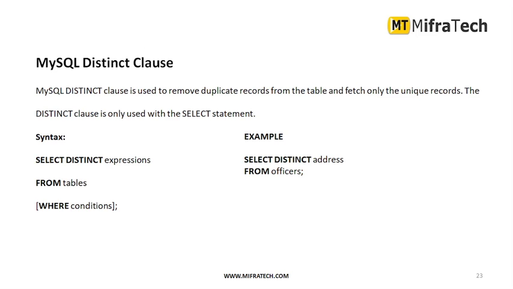MySQL distinct clause. The MySQL distinct clause is used to remove duplicate records from the table and fetch only the unique records. The distinct clause is only used with the select statement. Select distinct expression from tables, where we can use where also. Example: select distinct address from officers where name is equal to ABCD. It will select the unique records, not the duplicates, removing duplicate records with the name ABCD.